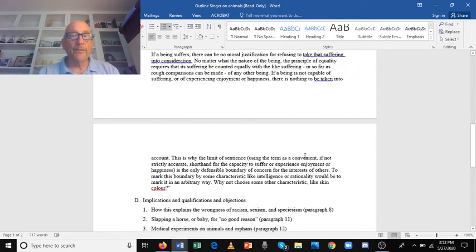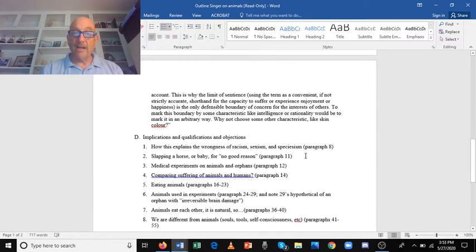If a being is not capable of suffering, like a rock, or experiencing enjoyment, there's nothing to be taken into account, right? Sentience is the limit. Can the being suffer? That is the only defensible boundary of concern for the interests of others. To mark this boundary by some other characteristic like intelligence or rationality would be arbitrary. Why not choose skin color? He uses the British spelling here, the Australian spelling.